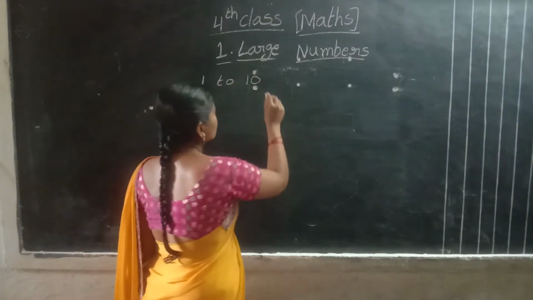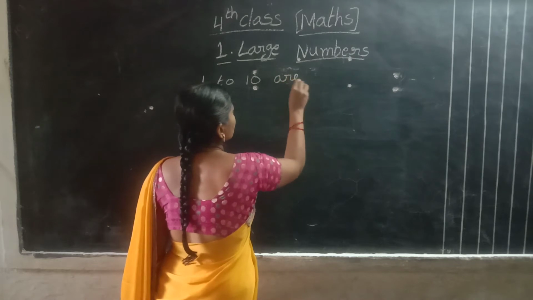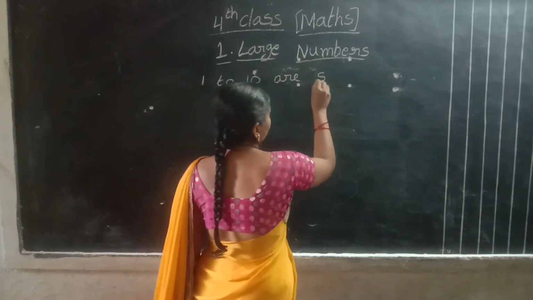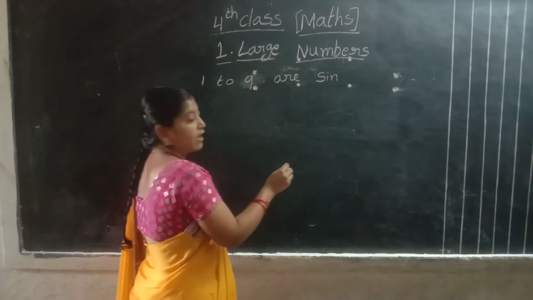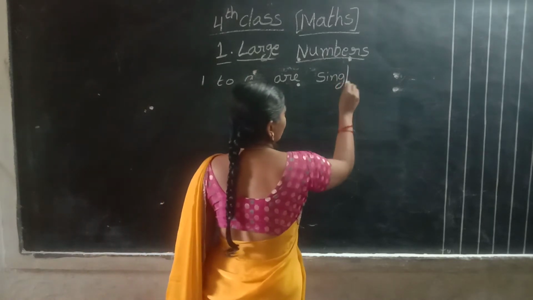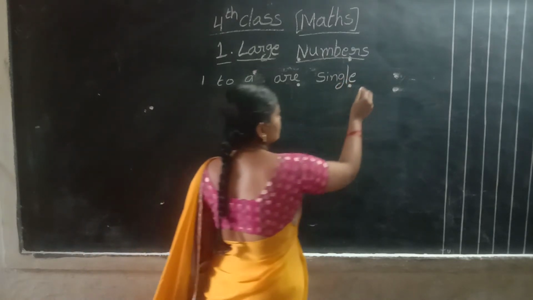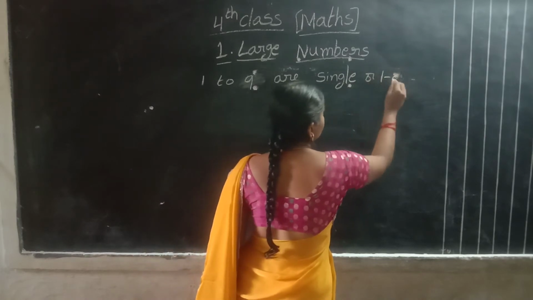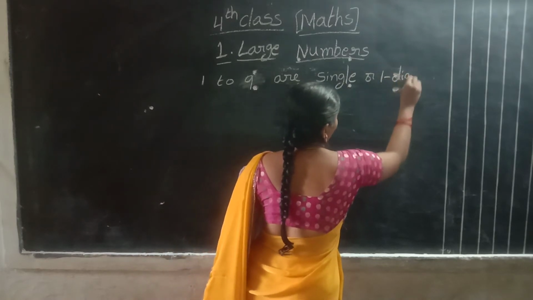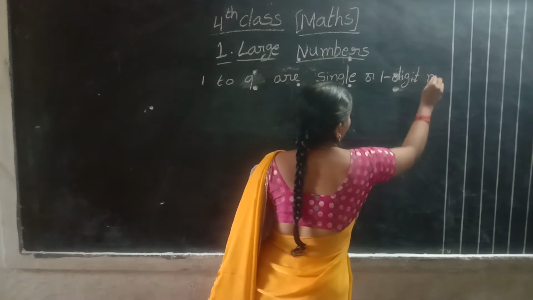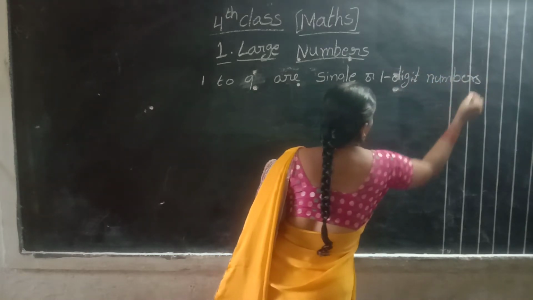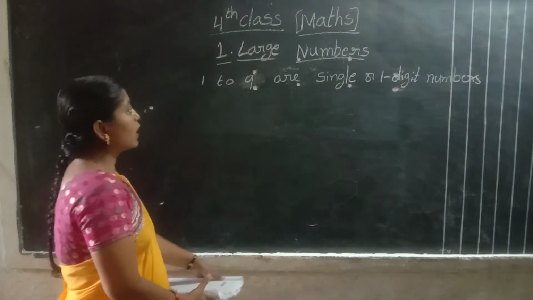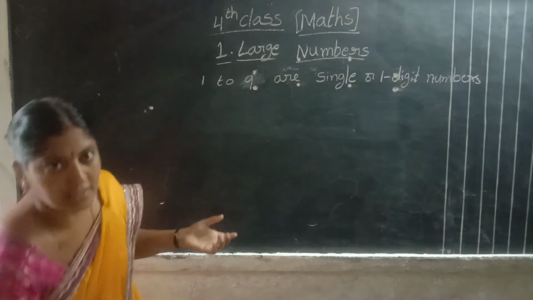1 to 10 are single digit numbers. 1 to 9 are single digit numbers, one digit numbers. Clear, children?